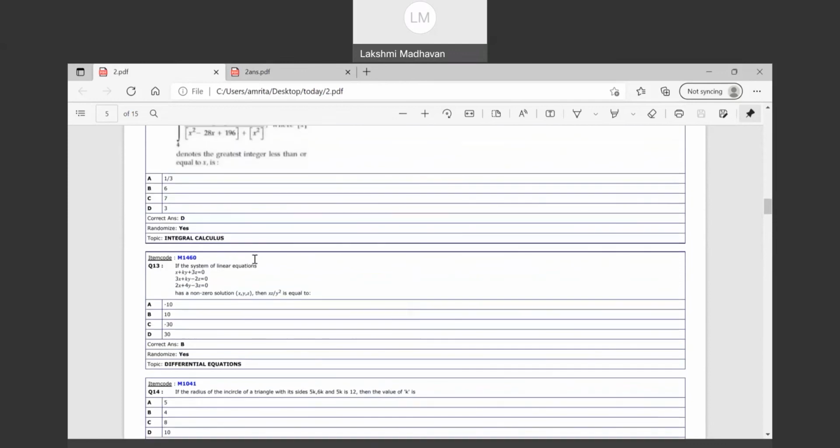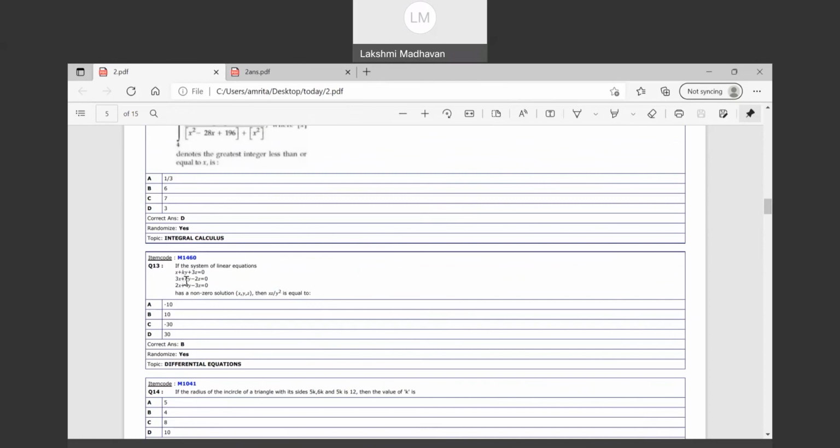If the system of linear equations, this is a really interesting question. I have 3 equations here. The first one is x plus ky plus 3z equal to 0. The second one is 3x plus ky minus 2z equal to 0. And the third one is 2x plus 4y minus 3z equal to 0, has a non-zero solution x, y, z. Then xz by y square is equal to?